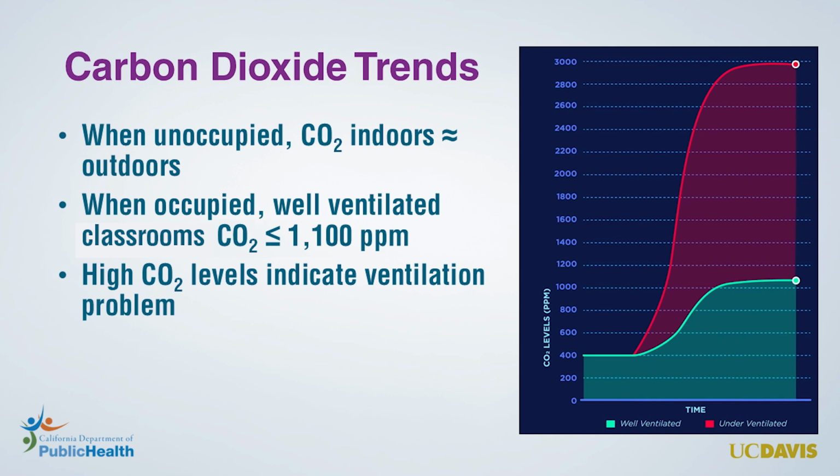When the classroom is empty at the beginning of the day, CO2 levels are about 400 parts per million, or ppm, which is approximately the concentration of outdoor air. When students come in, the level of CO2 will rise. In a well-ventilated classroom, it will generally level off below 1,100 parts per million. In a classroom with ventilation problems, it will keep climbing, sometimes as high as 3,000 parts per million.